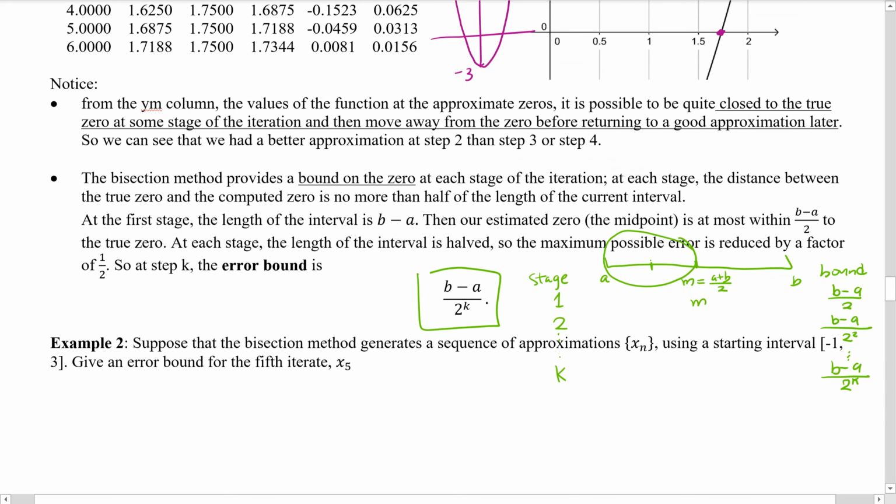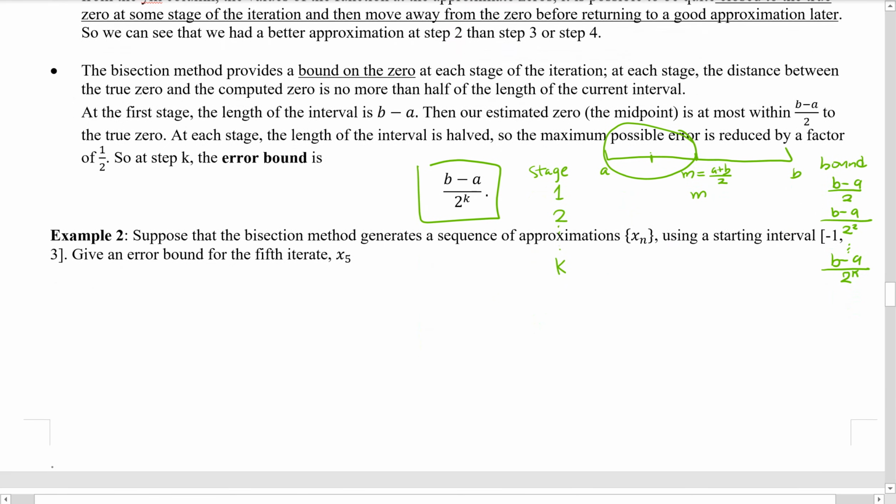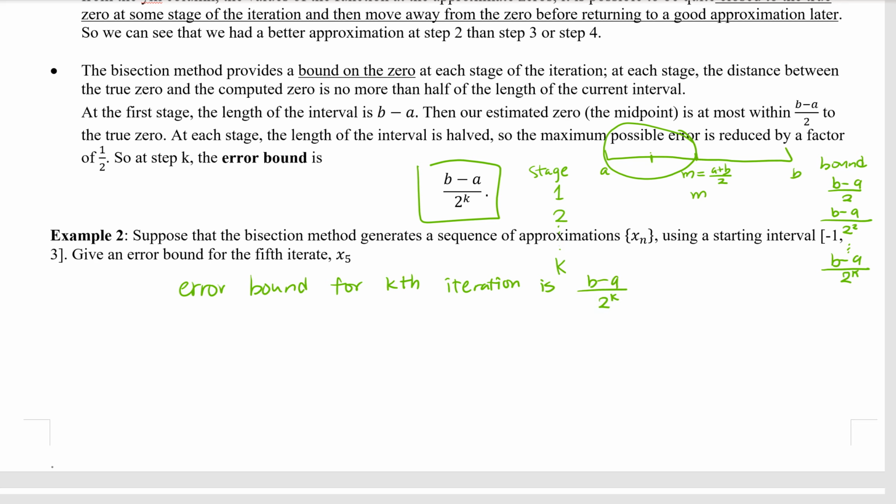Example 2. Suppose the bisection method generates a sequence of approximations x_n using a starting interval [-1, 3]. Give an error bound for the 5th iterate. Keep in mind that when we use the bisection method, the error bound for the kth iteration is (b minus a) over 2 to the power of k, right?